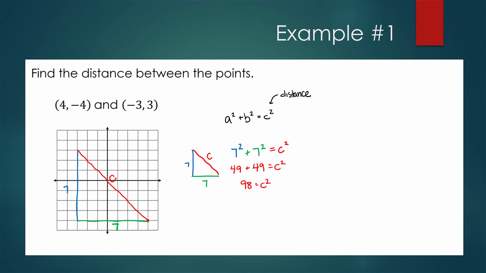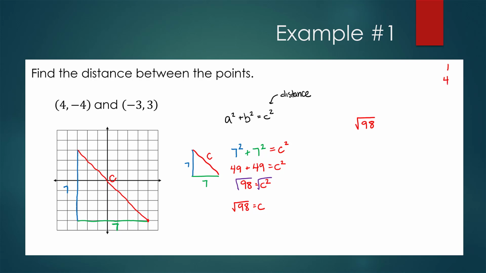Now, to undo the squared on the C, we need to square root both sides. So the square root of 98 equals C. We have to simplify or reduce that square root. So I'm going to come over here to the right, square root of 98. We need a perfect square number that goes into 98.